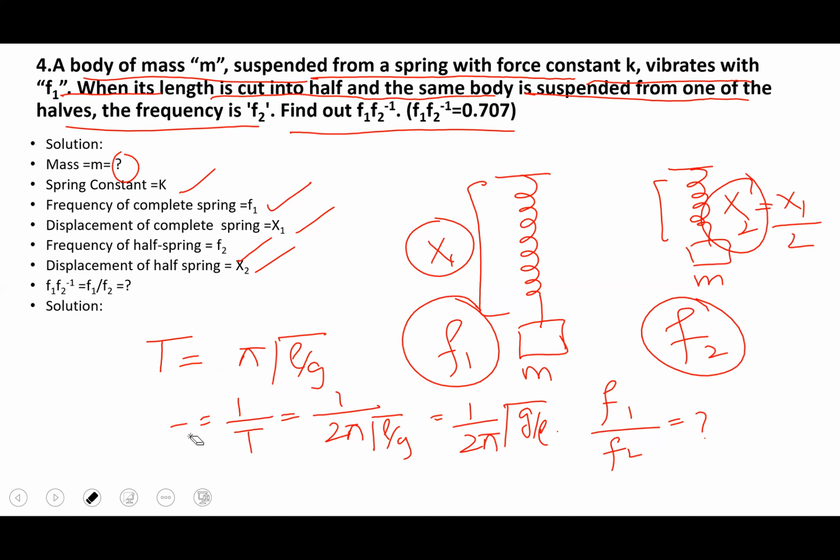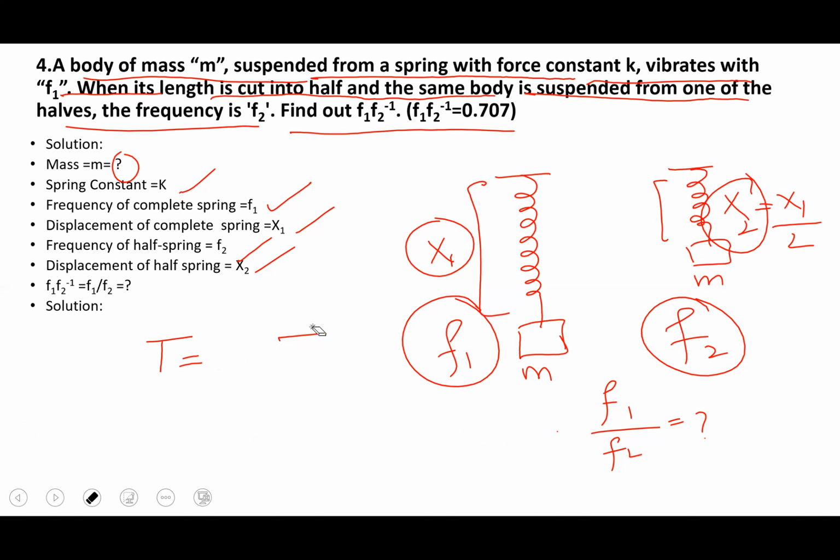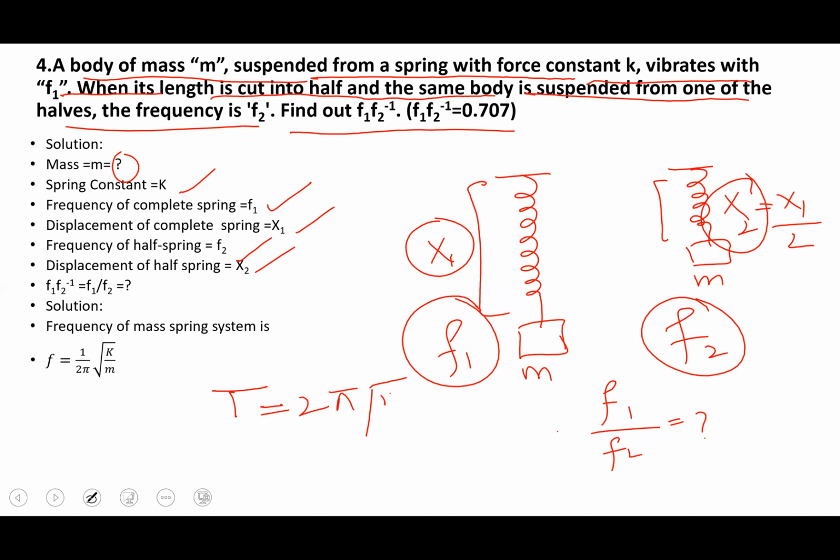Now let's see what is the formula which is given right over here. Yes, for a mass spring system, the frequency formula is given by 1 over 2 pi under root k over m, and basically that was the formula of a pendulum. Now we have to discuss the formula of a mass attached to a spring system. So again, if we have the time period of a simple mass attached to a spring system, it will be 2 pi under root m over k.